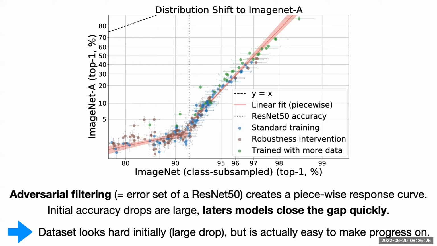It doesn't matter if it's just trained on ImageNet or if it's trained on more data, all of them follow a pretty steep linear trend here. So the idea is that for every percentage point of progress on ImageNet after ResNet 50, you get about 8 to 10 percentage points of progress on ImageNet A. So this data set looks hard initially in the sense that there's a large accuracy drop. At ResNet 50, it goes to 0, but then for the later models, they quickly close that accuracy drop.